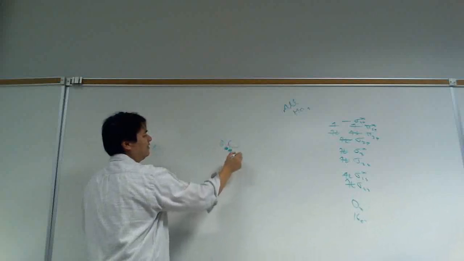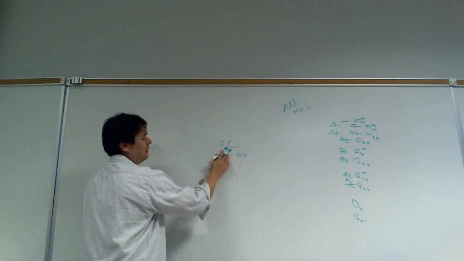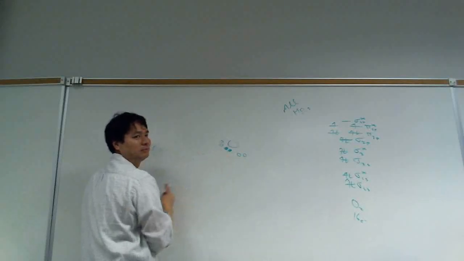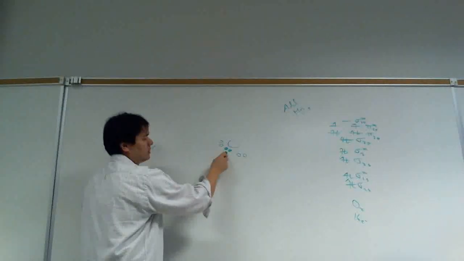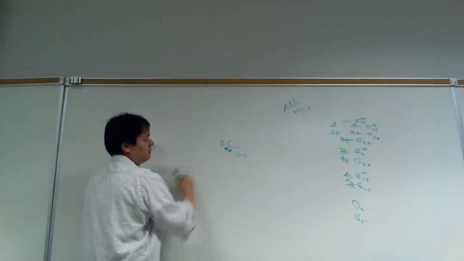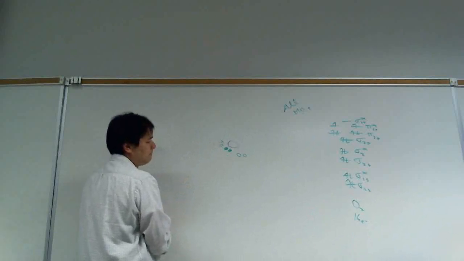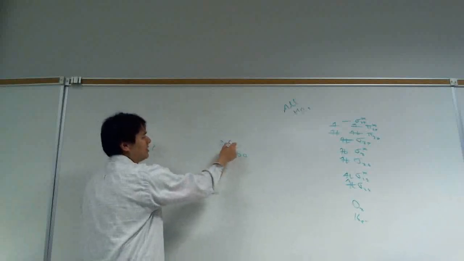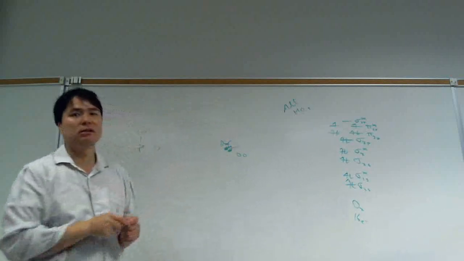So I have 3 ways to draw the lone pair. I call this one in the plane, this one's coming out, this one's going in. In the plane, coming out, and going in. But if you use the wedge like this and a dash like this, I will not mark it wrong.